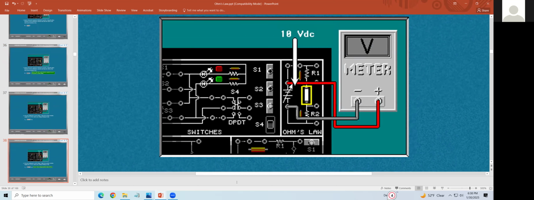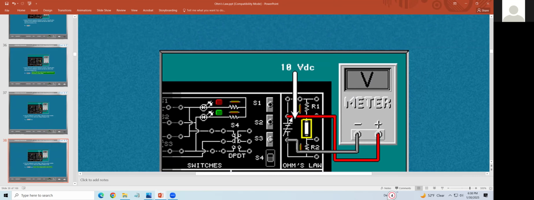Okay, now they want to measure the voltage power here. Okay, they want 10 volt. If it's not 10 volt, what can you do? Change the power supply.